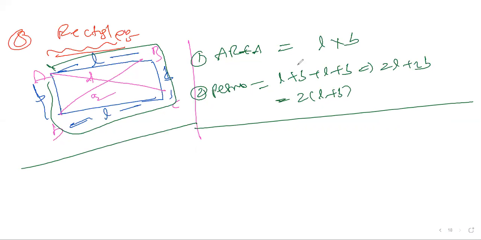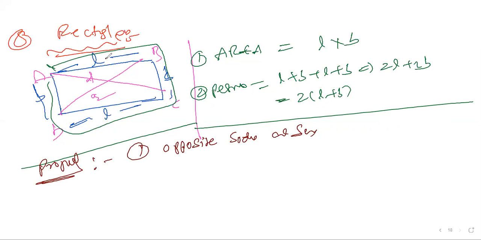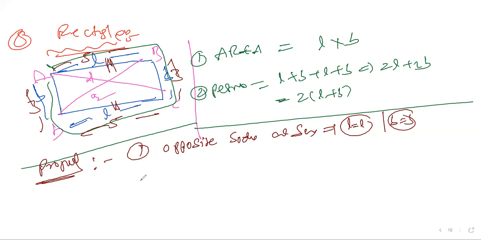Okay. Now let us go to the properties. The properties are very simple. Number one, the first property is that opposite sides are same. Both have the same length. For example, this is 5 centimeters, this is also 5 centimeters, this is 3 centimeters, and this is also 3 centimeters. So L is equal to L, and B is equal to B. Opposite sides are same. That's the first thing.